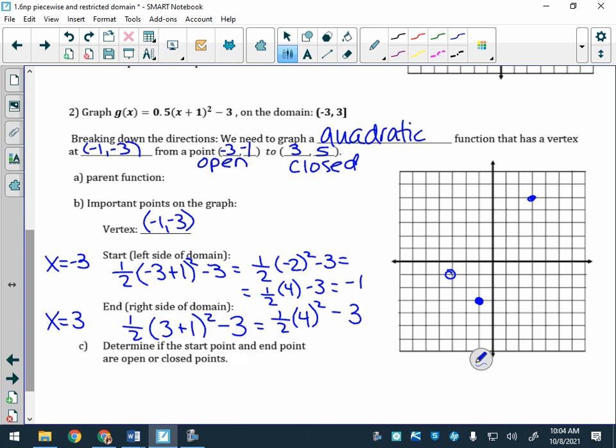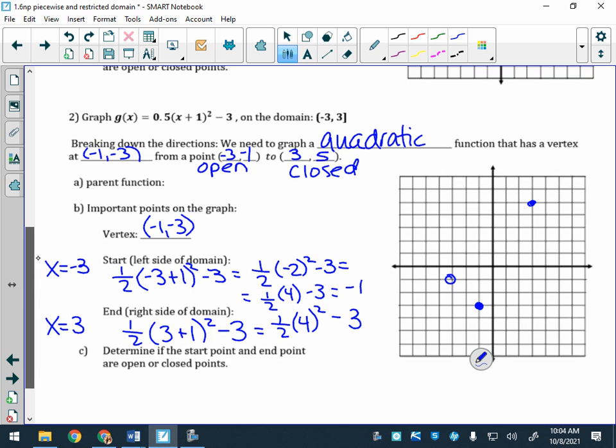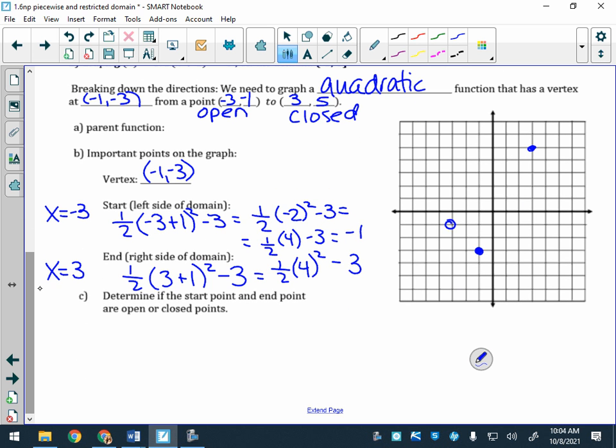Okay. So here, we know it's going to look like a U shape. You want to try your best to plug in any other x values between -3 and 3. The reason is you want a well-rounded graph and exact graph. Because we know it's 1/2. So I know there's a point here and a point here. And I know it's going up.